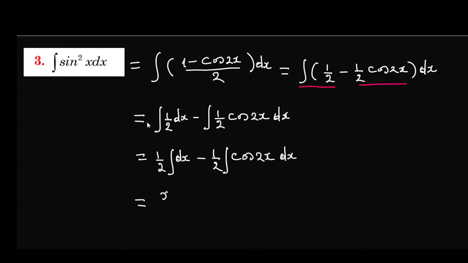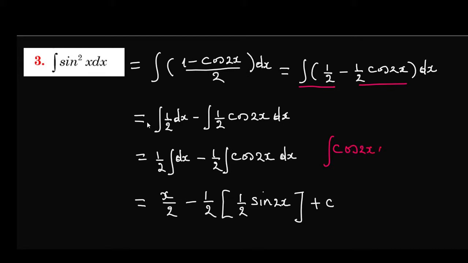Now we get x/2 negative 1/2 sine 2x plus c, because integration of cosine 2x dx equals 1/2 sine 2x.